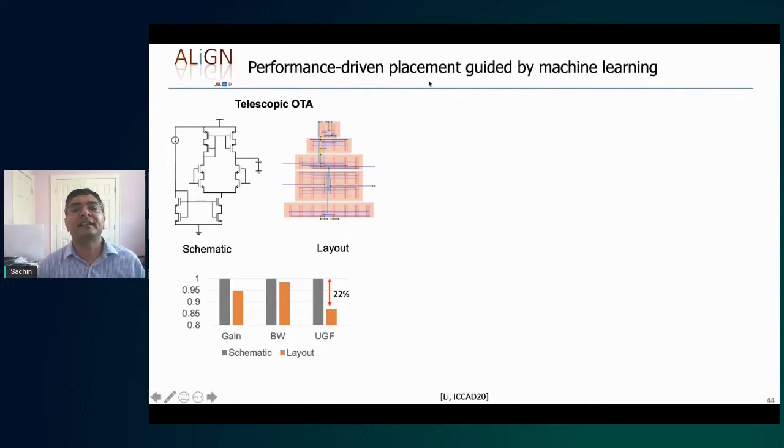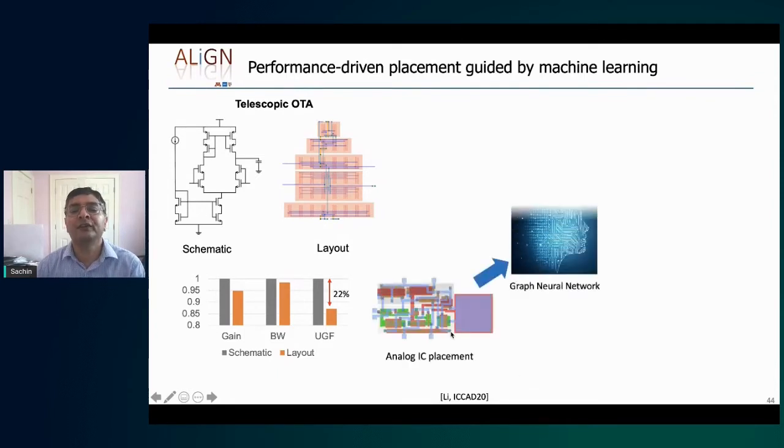We've looked at several techniques for doing this using machine learning. I'll talk about one such technique over here. So in this case, for example, if you didn't do anything that was performance conscious, your schematic might have a performance that's something like this, but when you look at the post layout performance, it actually degrades, and in some cases it can degrade quite significantly.